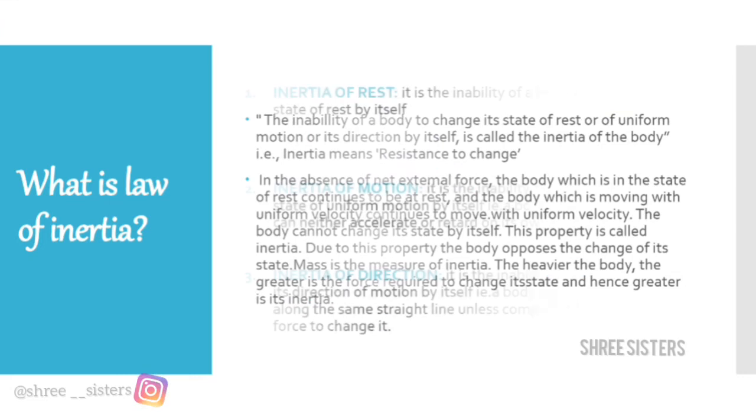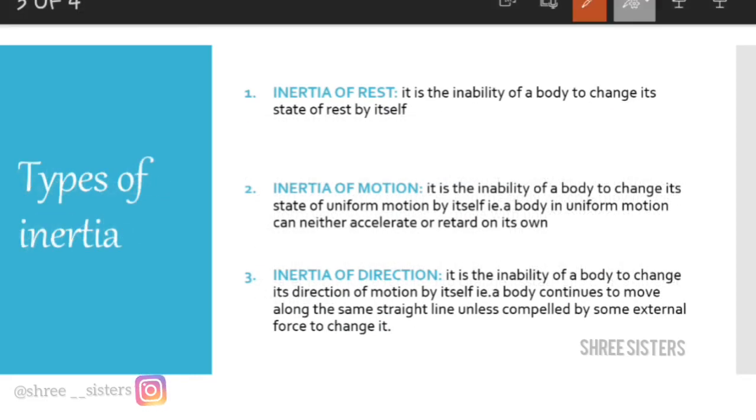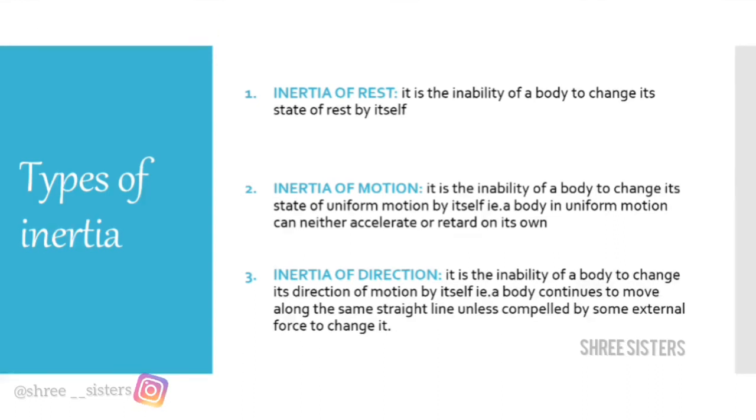Next we'll see the types of inertia. Inertia is of 3 types. We are going to see the different types with examples now. First is inertia of rest. We'll see inertia of rest first.